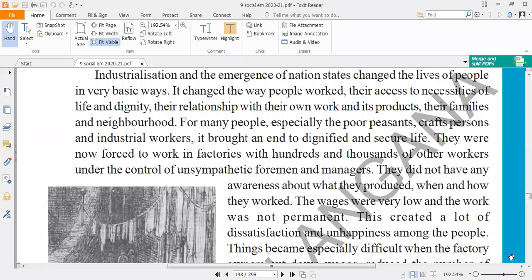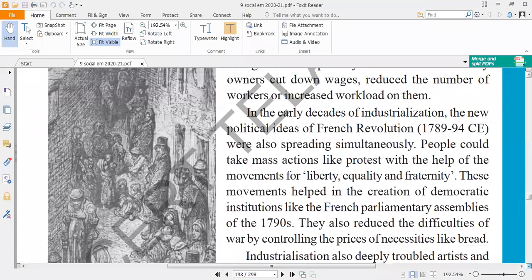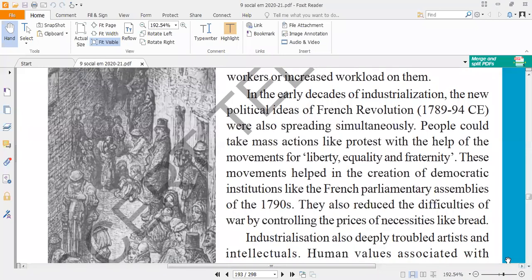Then the factory owners, whenever they felt they were making less profit, just started cutting down their salary. And more than that, as I already told you, because of the political ideas of the French Revolution of liberty, equality, and fraternity, all these created democratic institutions like the French parliamentary assemblies in 1790.